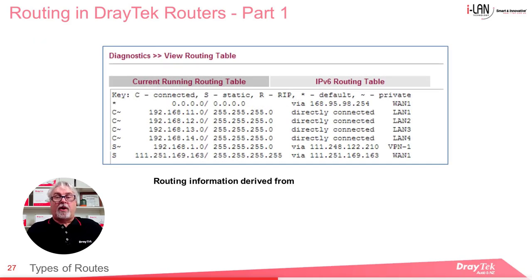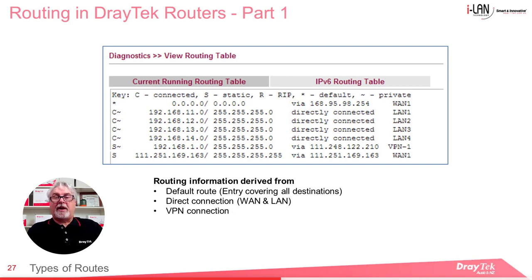Routing information is derived from the default route, which is an entry covering all destinations, a direct connection, that is either WAN or LAN, a VPN connection, static routing, and dynamic routing. You can see some of those in the routing table shown here.